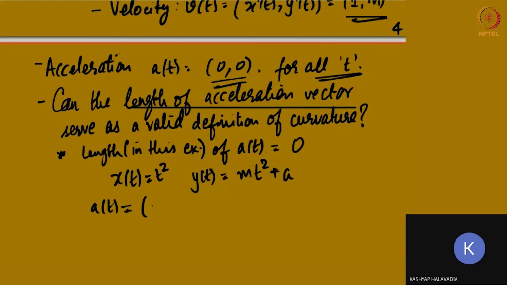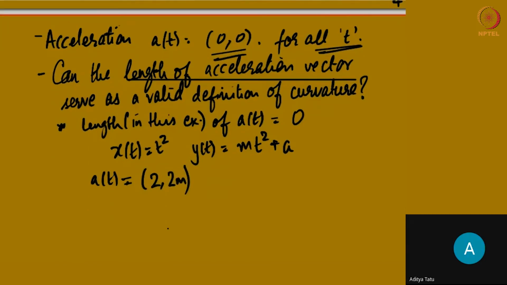So second derivative of x would be... Sir, the first derivative is (2t, 2mt), and the second derivative is (2, 2m). Right? 2, 2m. And so this surely is not 0. Okay, so you're going to end up in an issue if we use this definition.